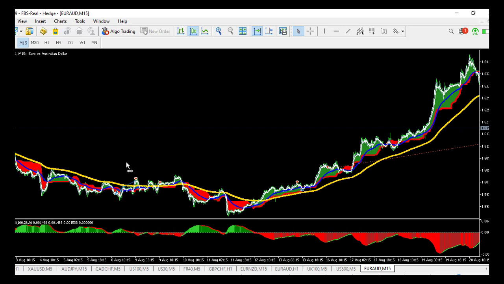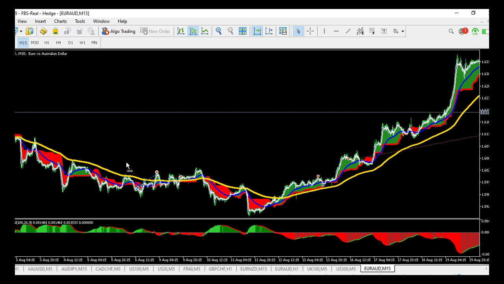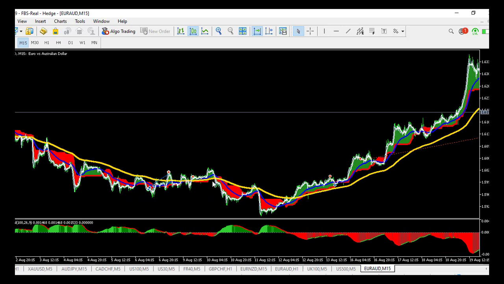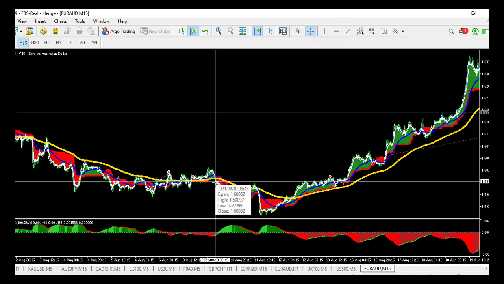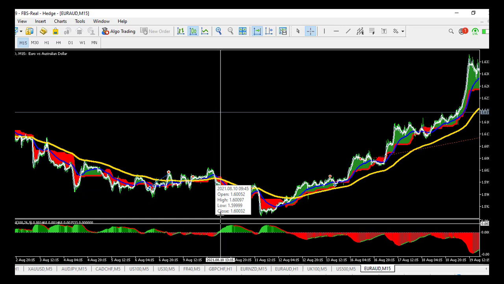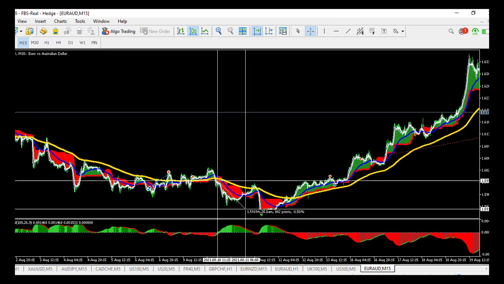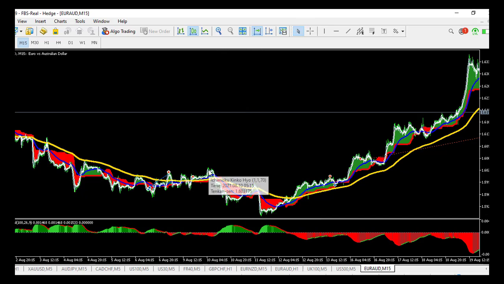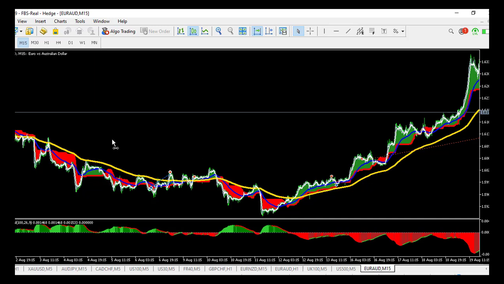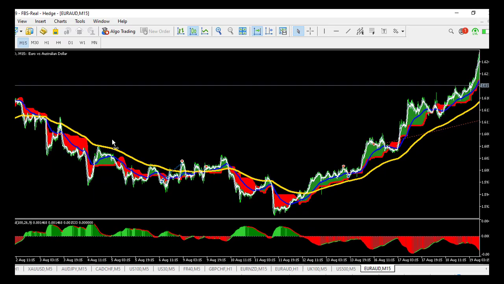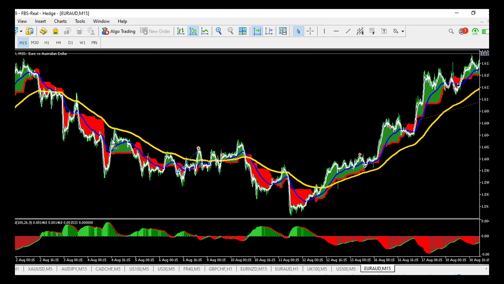So when you place a sell or a buy, here is another setup for a sell, and the MACD turns to green at this point. So you place your sell trade here, and your stop loss above the previous high. For a stop loss, if you are selling, use the previous high, and if you are buying, use the previous low.